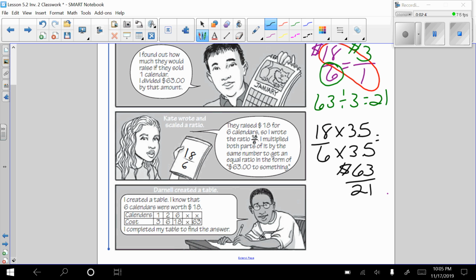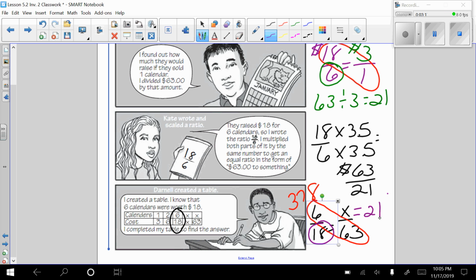And remember, to find a missing number, we just need 2 different ratios. We can use any of them to determine. I'm going to put 6 over 18. It's going to equal what over 63? Again, I'm going to cross multiply. What is 6 times 63? Well, that's 378. And then divide by the lonely guy, dividing by 18 to find out that X equals 21 calendars. All 3 are correct. They just did it a little bit different.